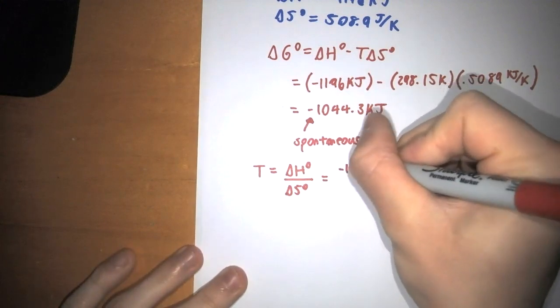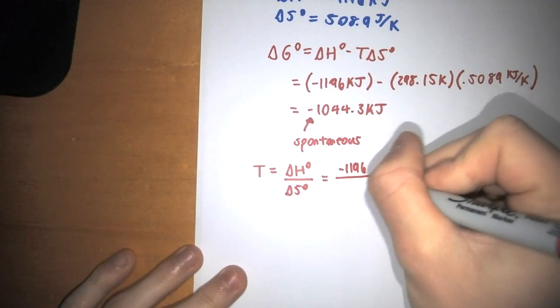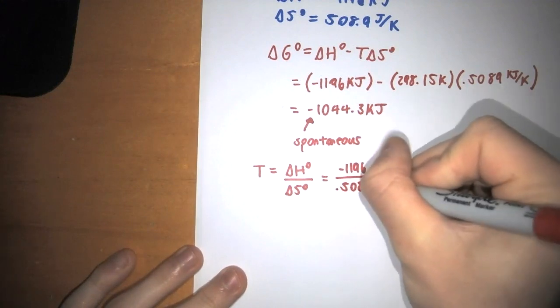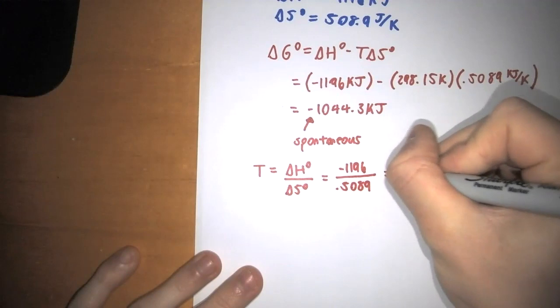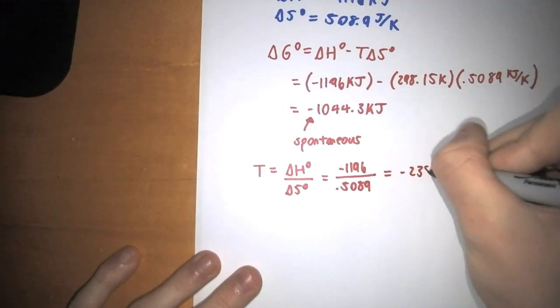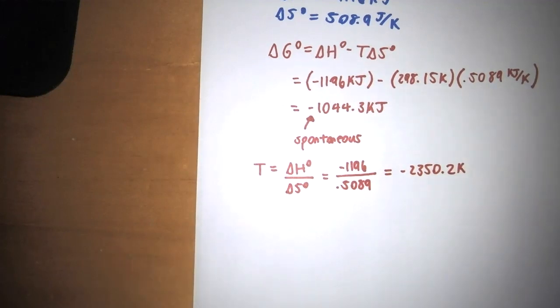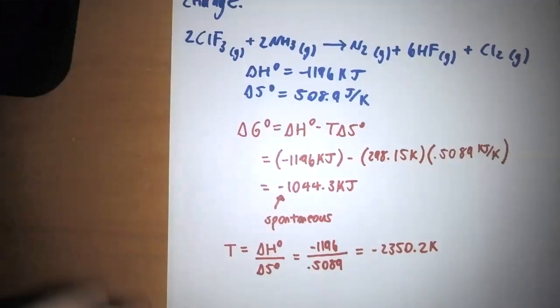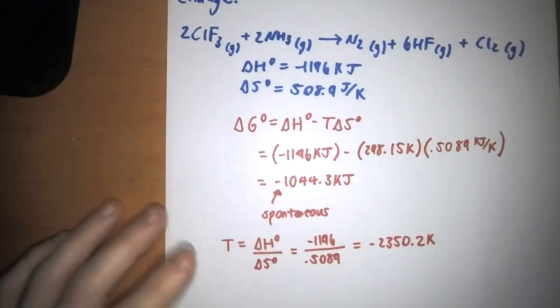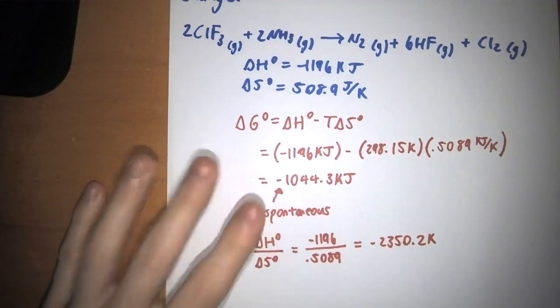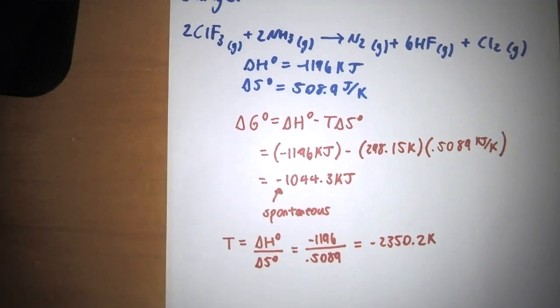We have negative 1196 and we have 0.5089. Now if I solve for temperature, I get negative 2350.2 degrees Kelvin. So again, this would be a follow-up. I don't know if they would ask this, but it's something to keep in mind. The temperature at which this reaction becomes spontaneous. We know already it's spontaneous because of the negative delta G, that's easy to see. But we want to know exactly what temperature, for laboratory purposes, this will become spontaneous.